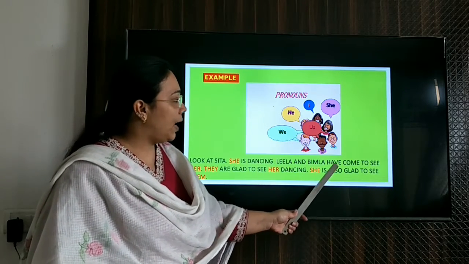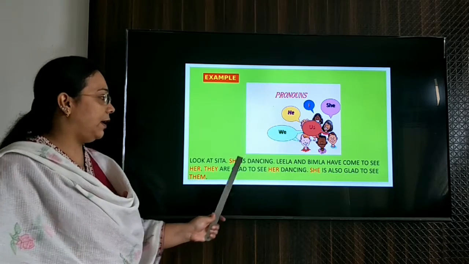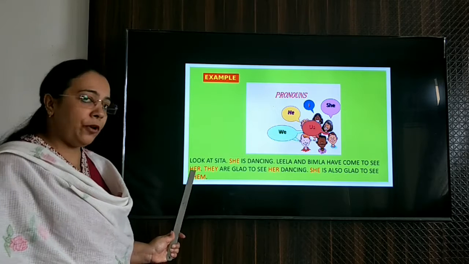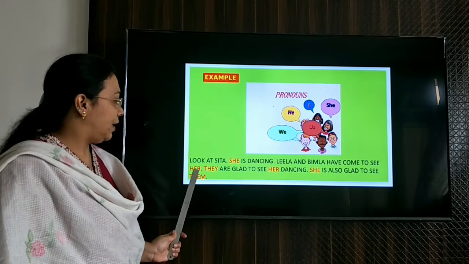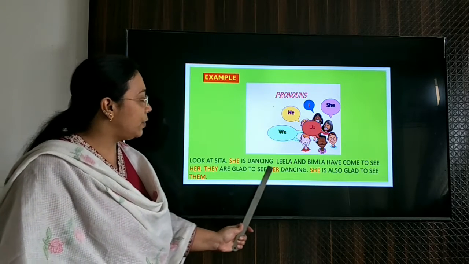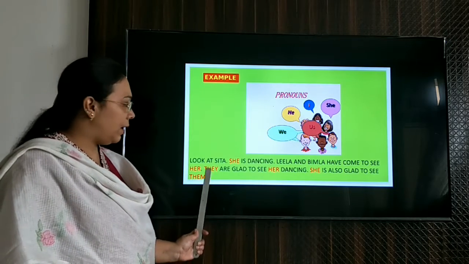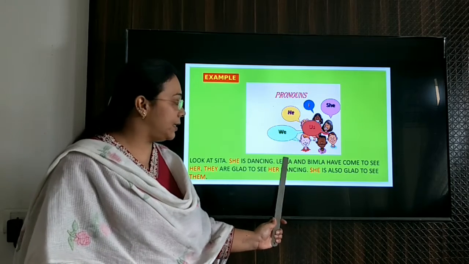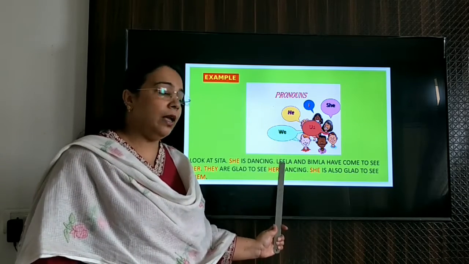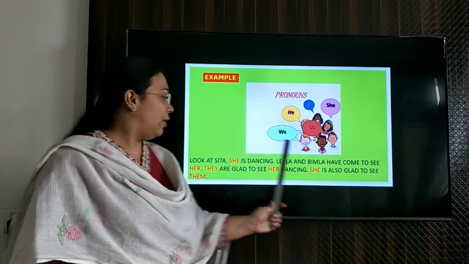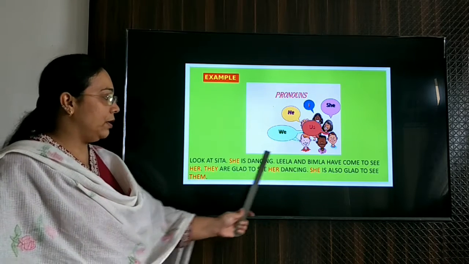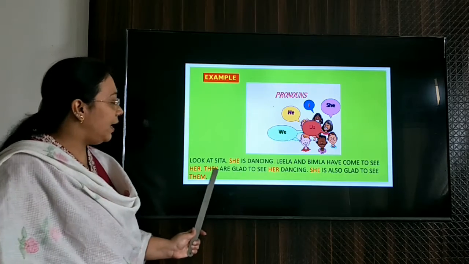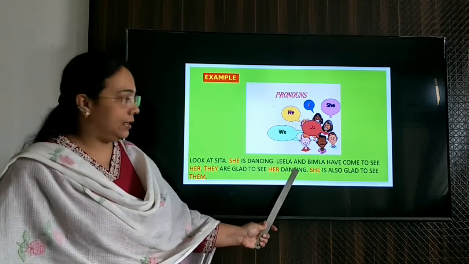Leela and Bimla have come to see her. Again, come to see whom? Sita. So instead of Sita, which pronoun have we used? Her. Again, they are glad to see her dancing. Who is they here? Leela and Bimla. We have not repeated this noun again. Instead of Leela and Bimla, we used the pronoun they, because it is not singular, it is plural. There are two people, right?